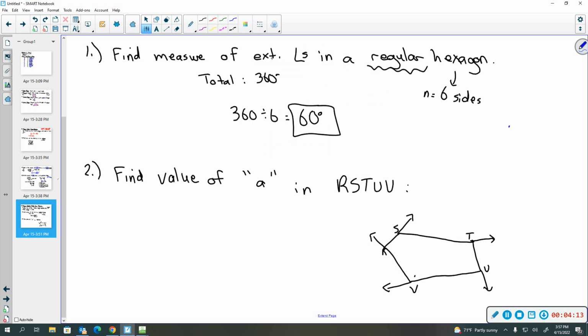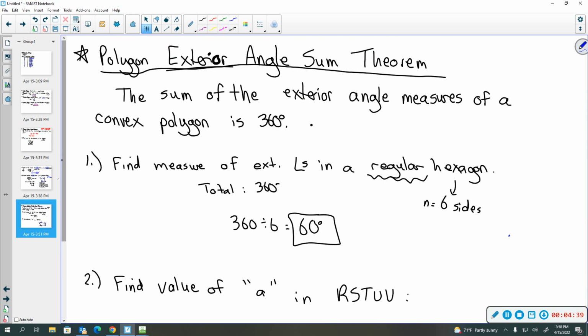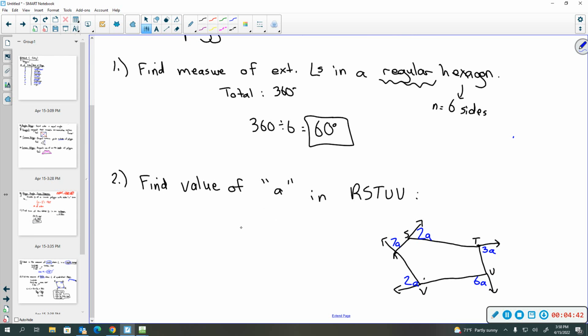The angles they give you are: this one's 7A, this one's 2A, 3A, 6A, and 2A. They're asking us to find the value of A. How you would begin this is to know the total amount of outside angles, or what they add to. According to our theorem, no matter how many sides it has, they add to 360. So I know my total has to be 360, which means if I add each of these together, they're going to equal 360. So 7A plus 2A plus 3A plus 6A plus 2A is going to equal 360 degrees, because that's the total.